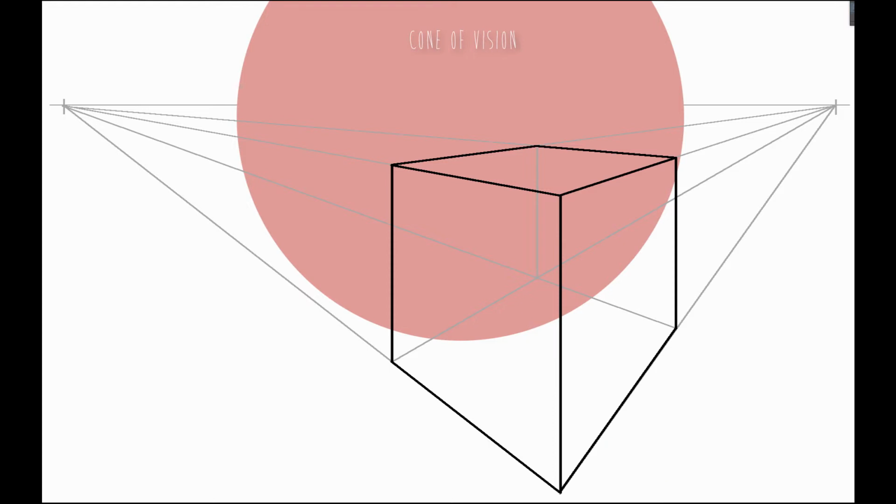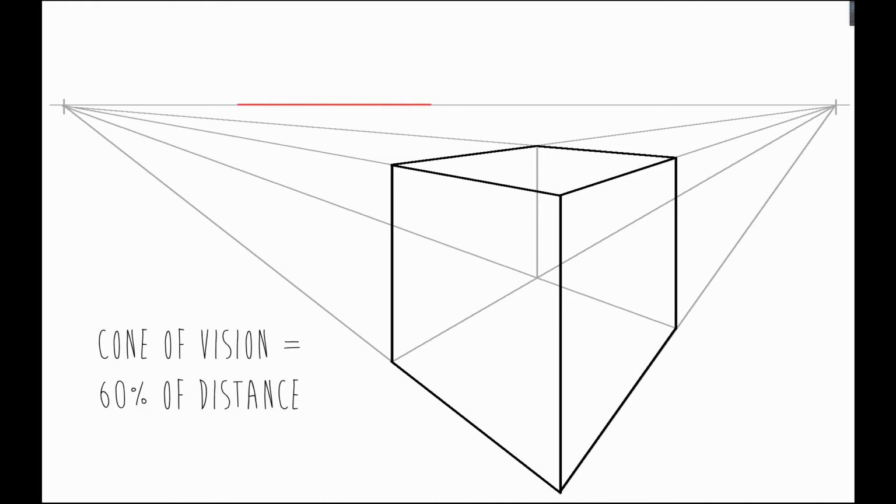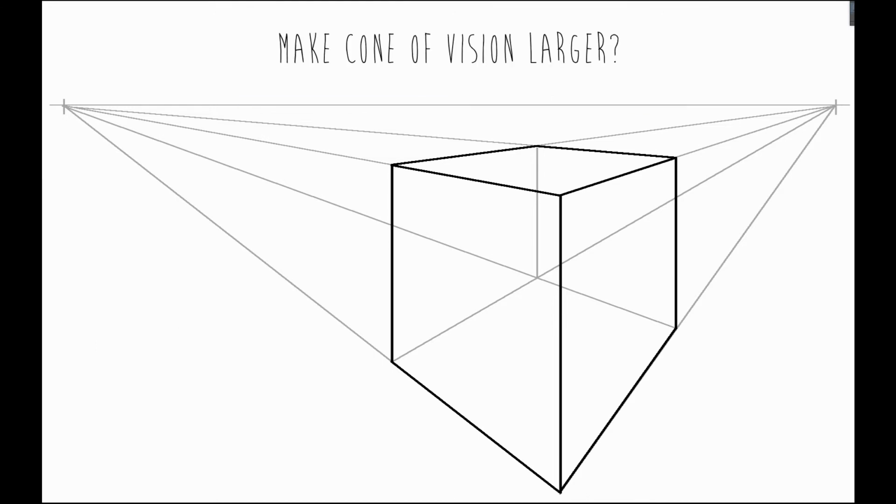Okay, so does that mean everything we draw always has to stay inside this cone of vision? Well, what if we want to do a large cube on this page? What are we going to do to fix the problem with our magic trick or with our illusion? Well, we know that the cone of vision is about 60% of the space between our two vanishing points, right? So if we want to make our cone of vision bigger, all we have to do is move our vanishing points farther apart, right? Except we run into the edge of our page. Well, that's no big deal. We can fix that easily.